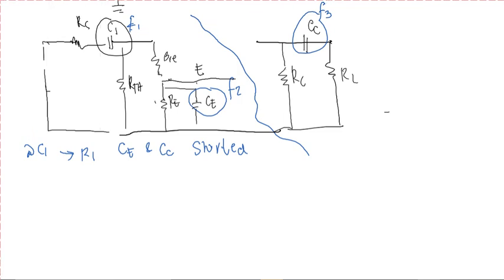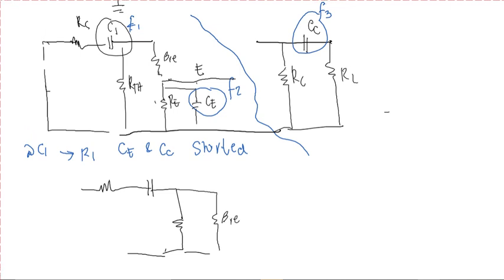Okay, so if we simplify our circuit, what we will see is: we have your RS, we have your C1, we have your RTH, and we have your beta RE connected here, shorted. So we have directly beta RE. So this is beta RE, this is RTH, this is C1, and this is RS. Since resistance is what we need to find, we will no longer mind the C1.